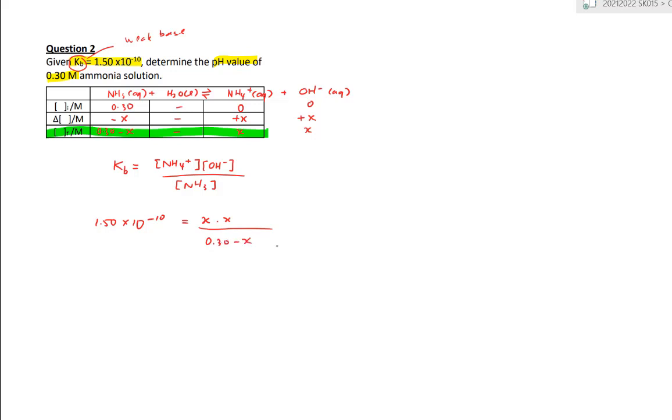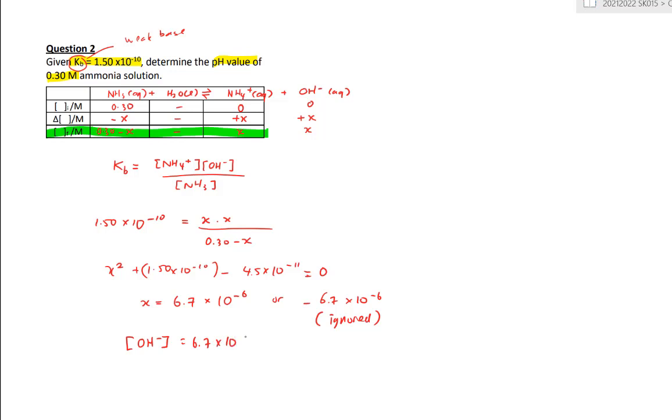From here, you need to do your quadratic equation. So x squared plus 1.50 times 10 to the power of negative 10 x, this one you can do on your own, yeah? And then minus 4.5 times 10 to the power of negative 11 equals 0. You may do it step by step until you get this quadratic equation, and then key in your calculator to get the value of x. You will eventually find the value of x is 6.7 times 10 to the power of negative 6, or a negative value of 6.7 times 10 to the power of negative 6. Since concentration cannot be negative, the negative value is not valid, therefore it will be ignored. So in conclusion, x is equal to the concentration of OH minus, 6.7 times 10 to the power of negative 6 molar.